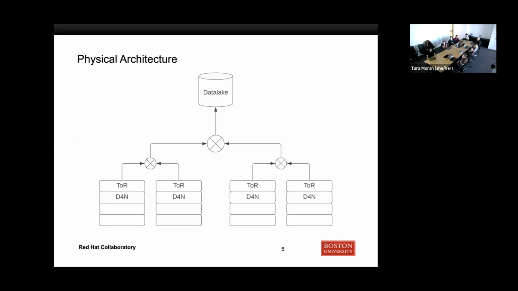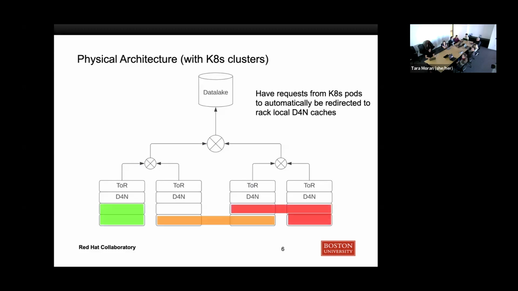This is what the physical architecture looks like without Kubernetes. We have a bunch of racks with D4N, one D4N node on each rack and a top of rack switch. Each worker machine below the D4N nodes would basically send requests to that D4N node via DNS or IPs.